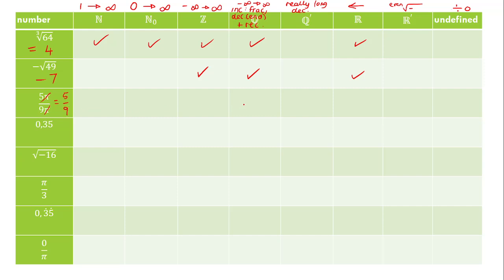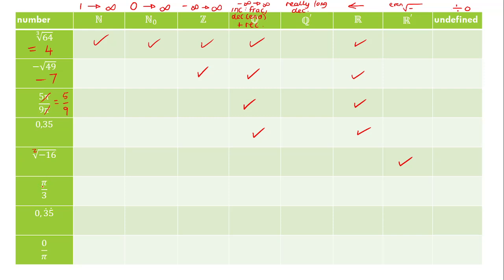Fractions go all the way here to rational numbers and real. This is an ending decimal. I'll show you in the next slide what a non-ending decimal looks like, but this is an ending decimal, so we're going to go straight to rational and real. Here is your negative even root, so that's straight off just non-real.